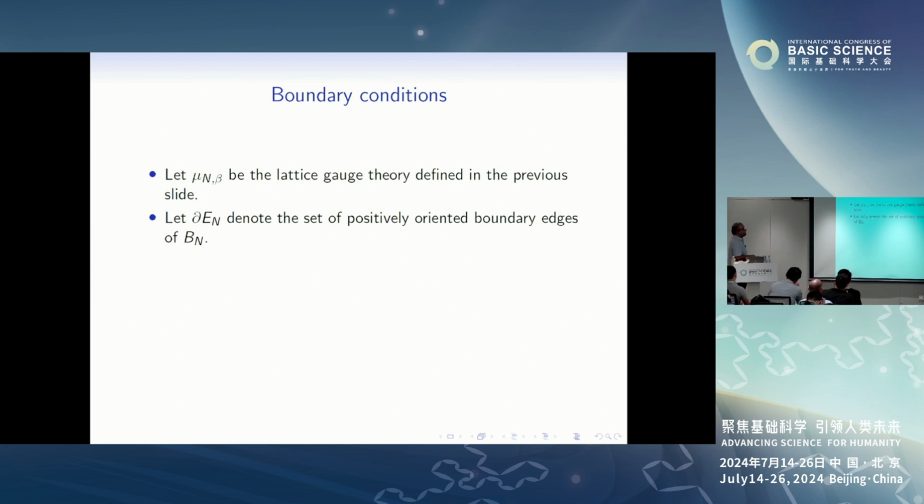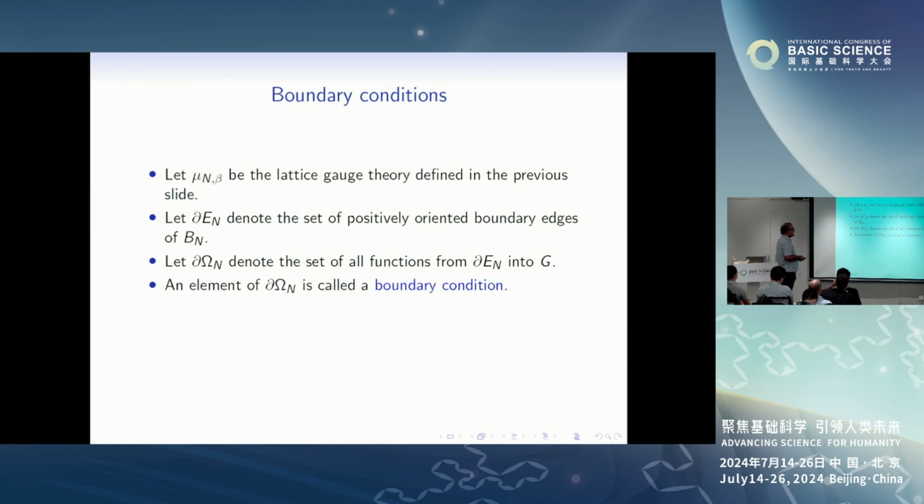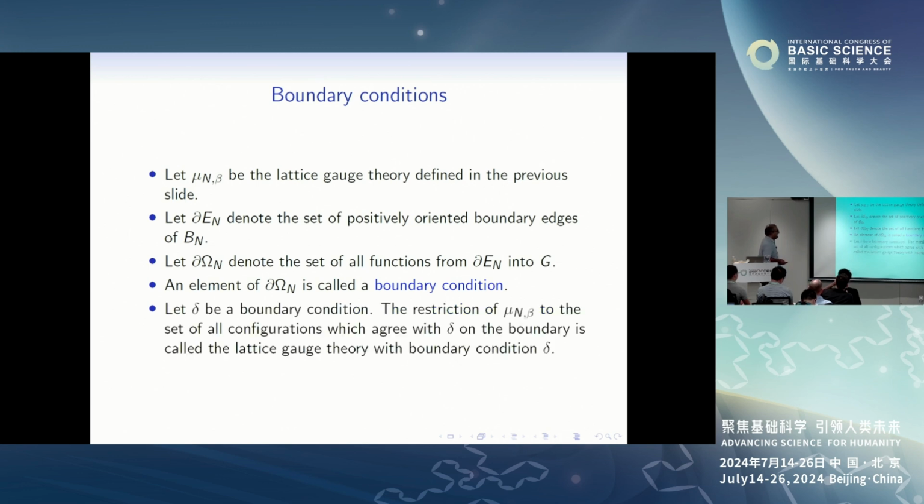So if you take the positively oriented boundary edges and look at configurations on these boundary edges, any such configuration, an assignment of group elements to boundary edges, will be called a boundary condition. And given any boundary condition, the restriction of this measure to the set of all configurations which agree with this boundary condition is known as lattice gauge theory with this boundary condition delta. So I had free boundary condition, but you can also constrain the boundary edges to take certain values, and that will give you a boundary condition.